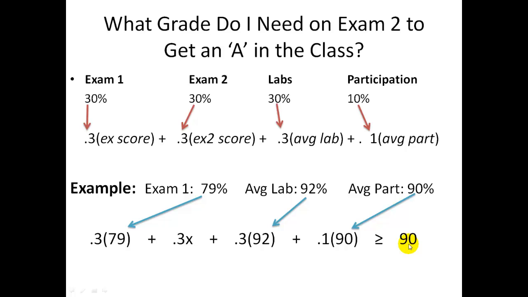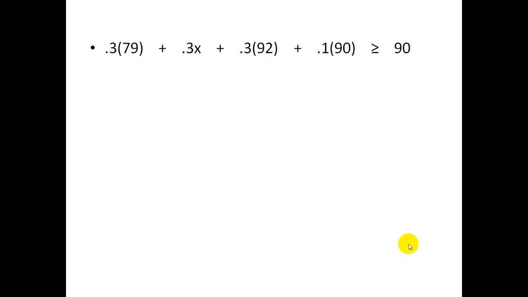Now, maybe you're trying to get a different grade, so you'll do the same thing. Maybe you're trying to just pass the class, so you would put in 60%, which is the lowest passing score. And then you simplify this equation, which we'll do here.